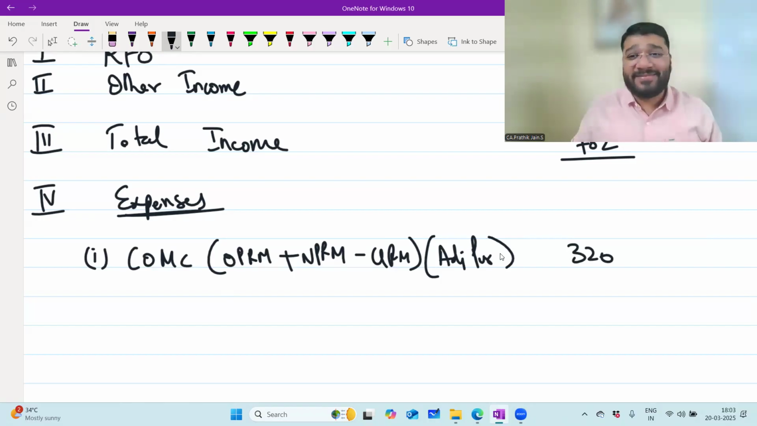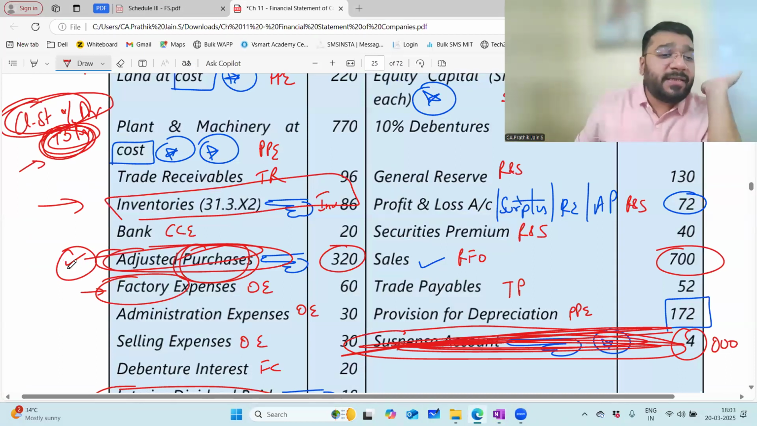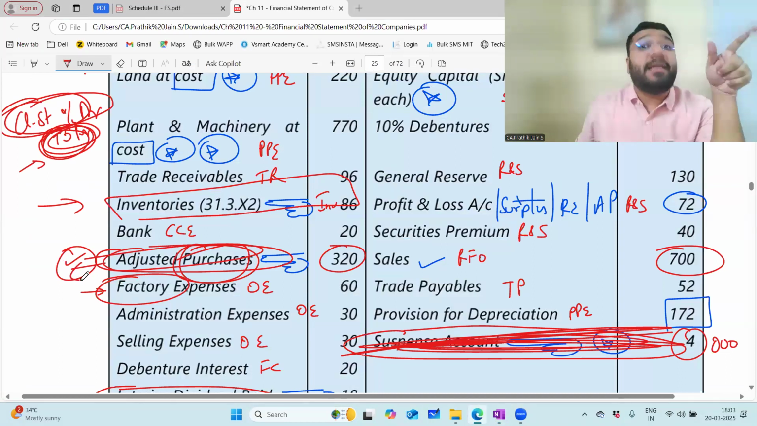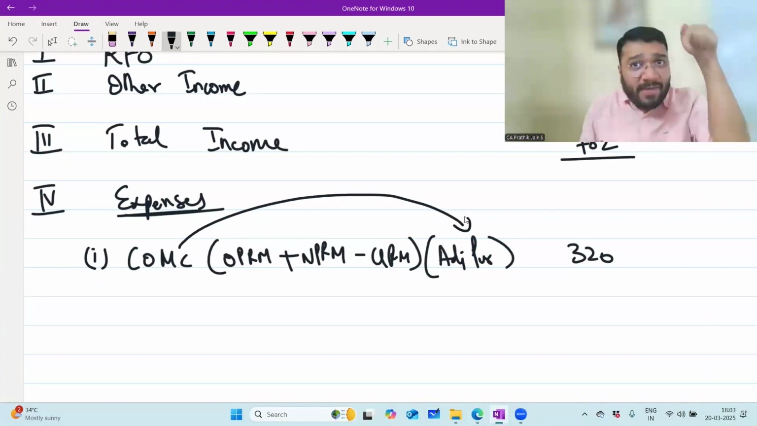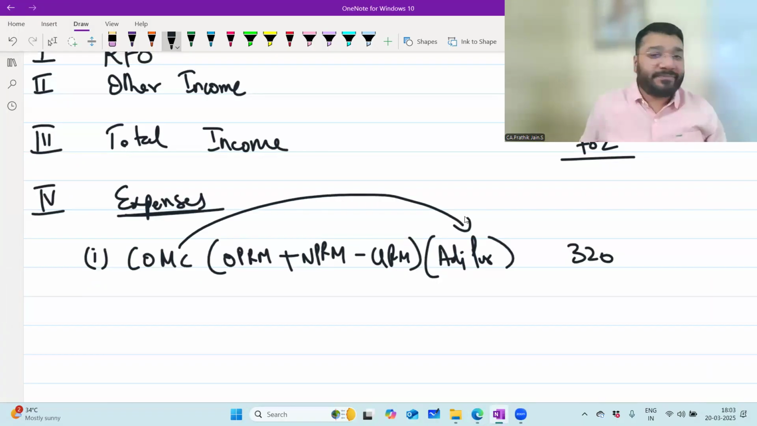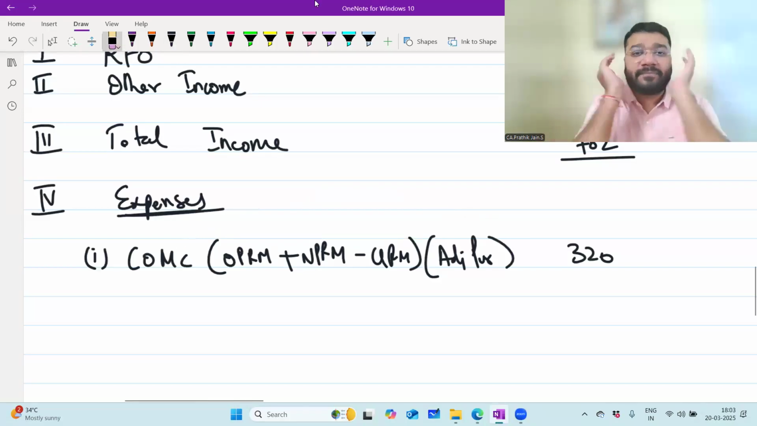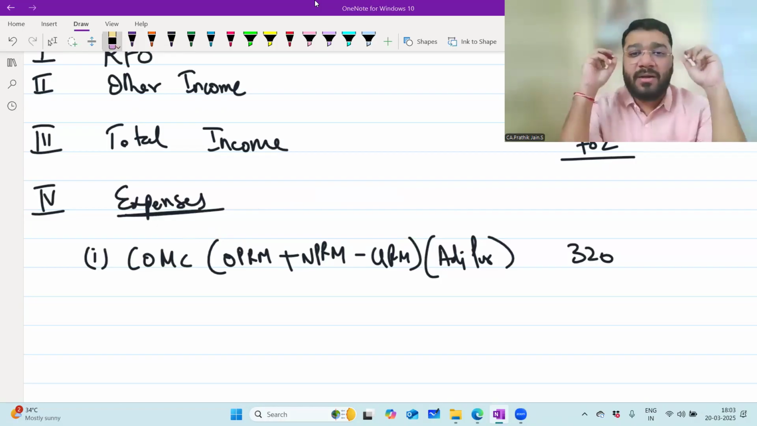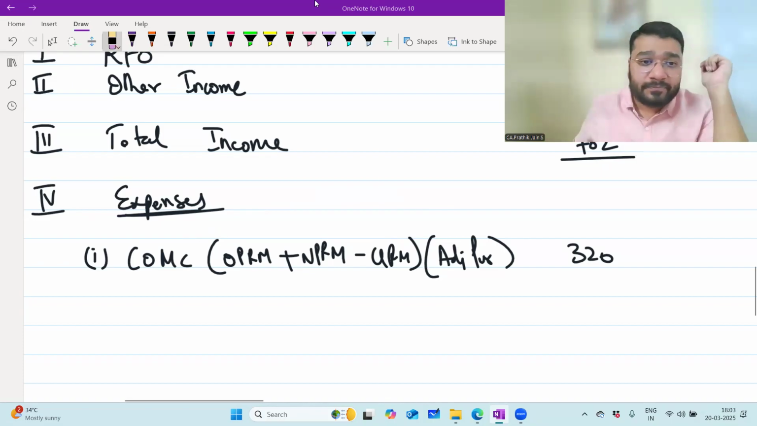Any problem? Is the logic of adjusted purchase clear or not clear? Adjusted purchase here means adjusted purchase of raw material, and cost of material consumed is always required at the adjusted value only. Online people, okay, not okay? Dharani, Madhu, Reshma, Sudarshini, okay, not okay? Okay, sir.